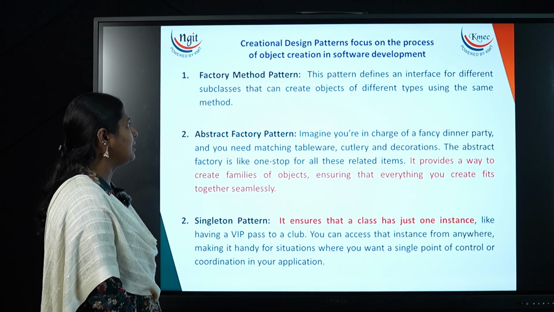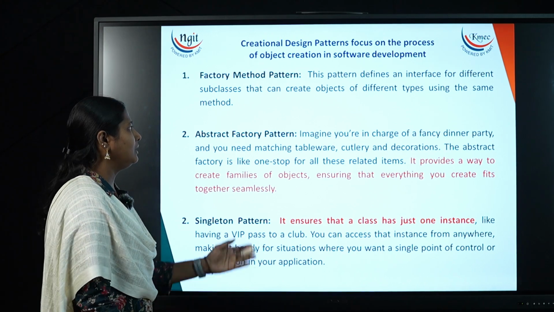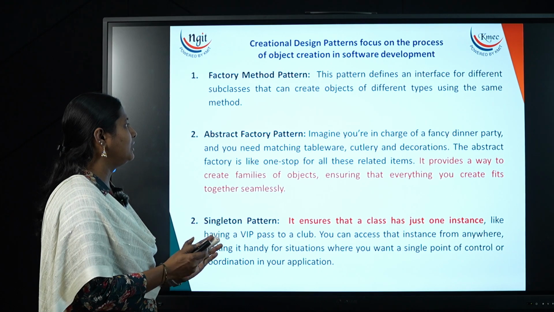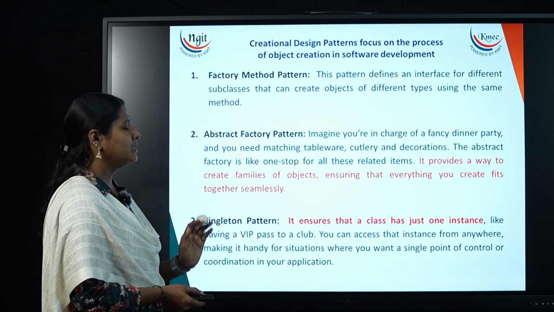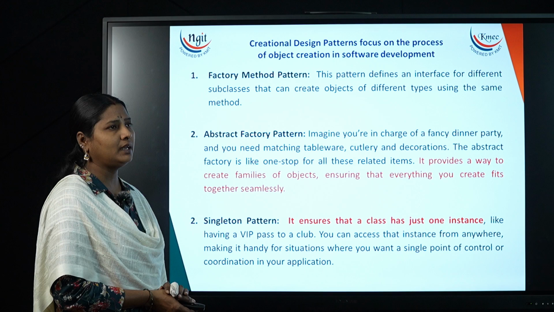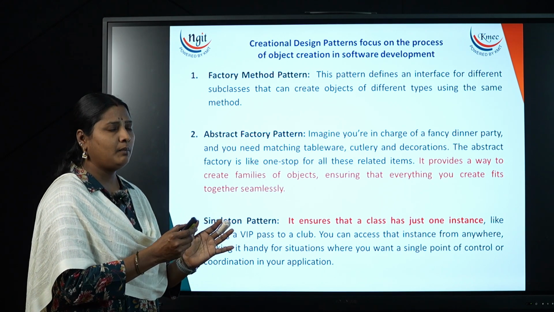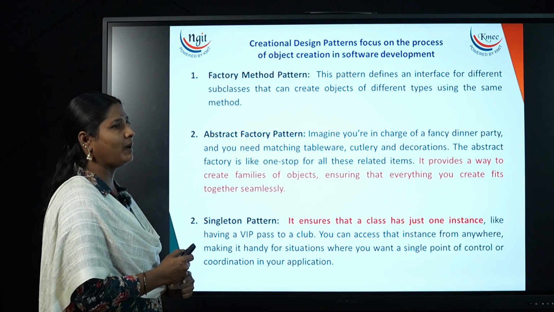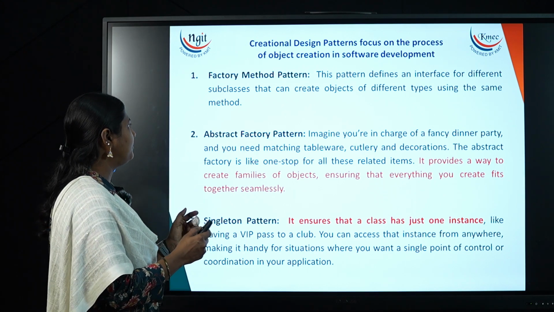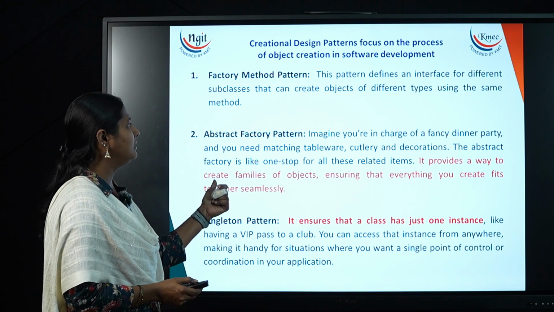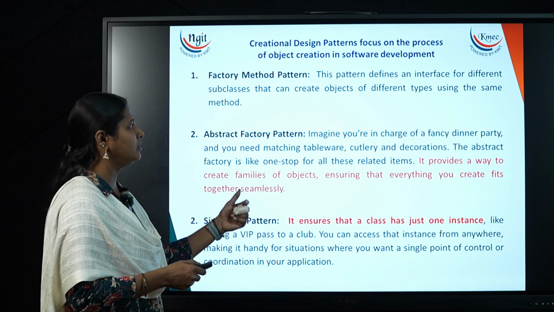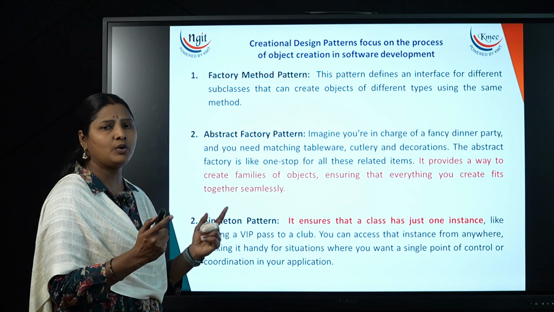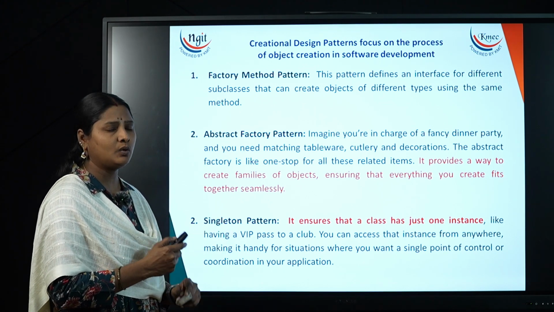Coming to the first one, the factory method pattern. This pattern defines an interface for different subclasses that can create objects of different types using the same method. As we know, in a class diagram, if there are multiple types of classes, the factory method pattern is helpful to interface between the subclasses and create objects of different types related to the same methods. Whatever is related to the same methods is categorized into one class.